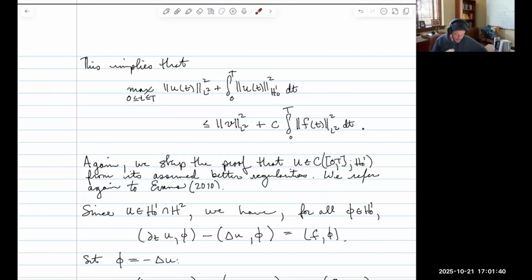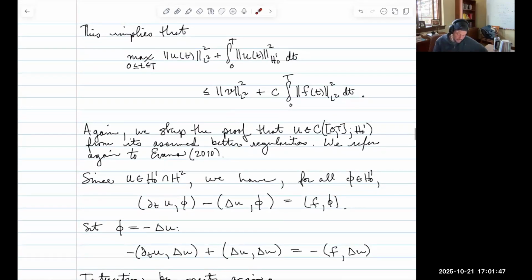But if it's okay setting that aside for now, we can finish the rest of this estimate. And the rest of the estimate says that if I assume that I have better regularities, then I can show that U is actually a continuous map from 0 to T into this function space. Again, we're not going to prove that. We're simply going to refer to Evans on that, but that at least allows us to write the weak form in a slightly better way. We can replace what was the dual pairing before with a simple inner product.